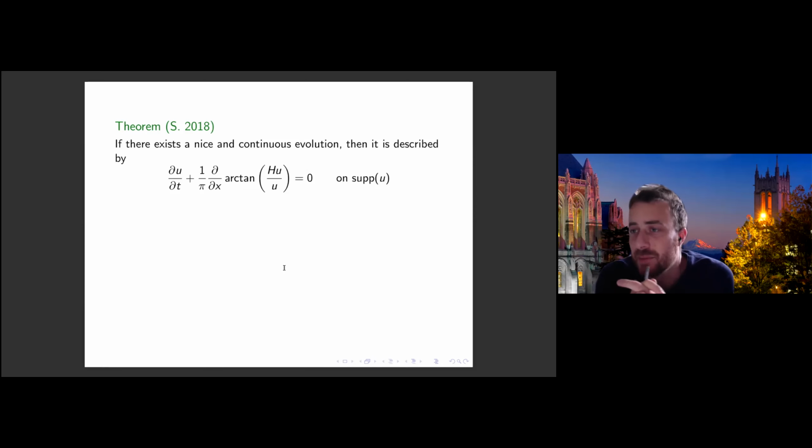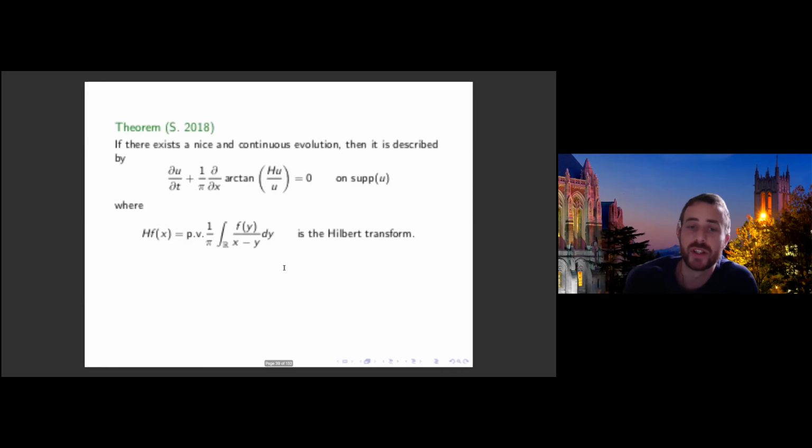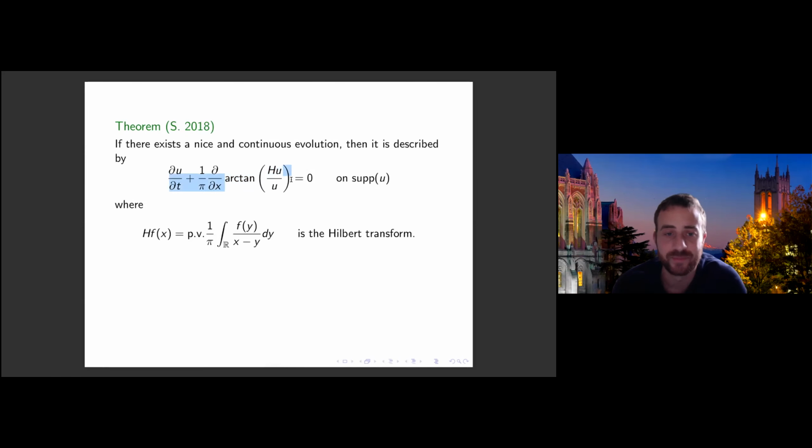So I call it a PDE, but people have yelled at me for calling it a PDE. People want me to call it an evolution equation, and the reason is that the H is the Hilbert transform. So it's essentially a non-local transport equation, right? There's a du dt, there's a ddx, and this is a nonlinear term because the Hilbert transform is a non-local operation. So PDE, or evolution equation. And this should be satisfied on the support of the density.